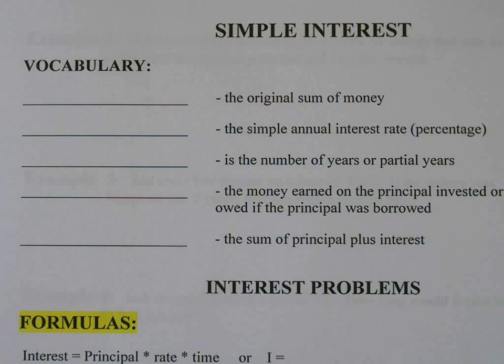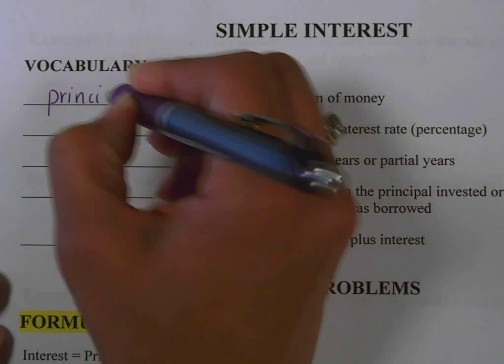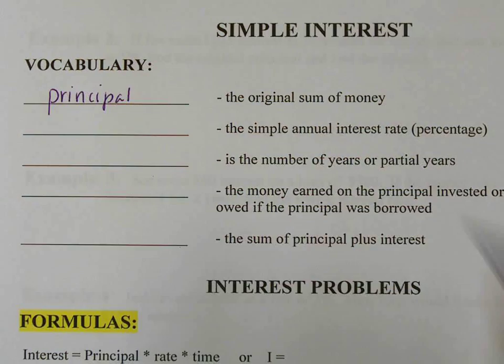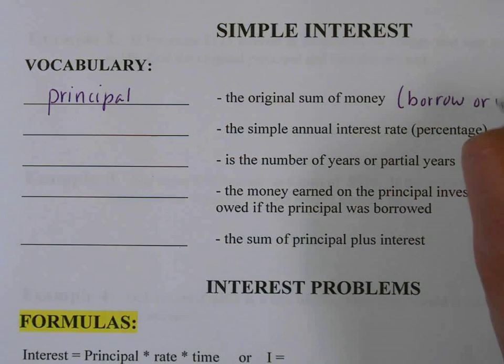Today we're going to talk about simple interest. But before we get started, we need to understand what some of these vocabulary words, these terms, mean. So our first term is principal. Now, principal is the original sum of money. This could be money that we borrow or invest.